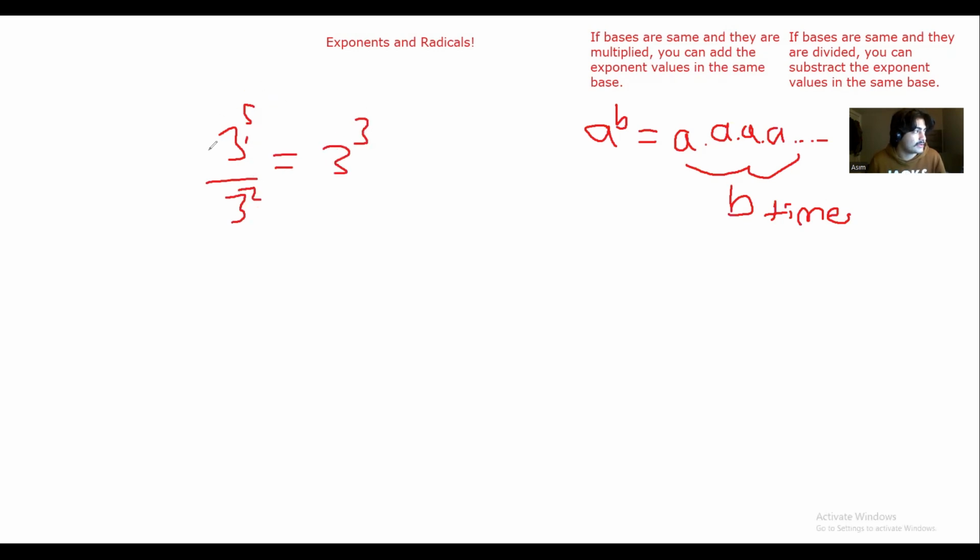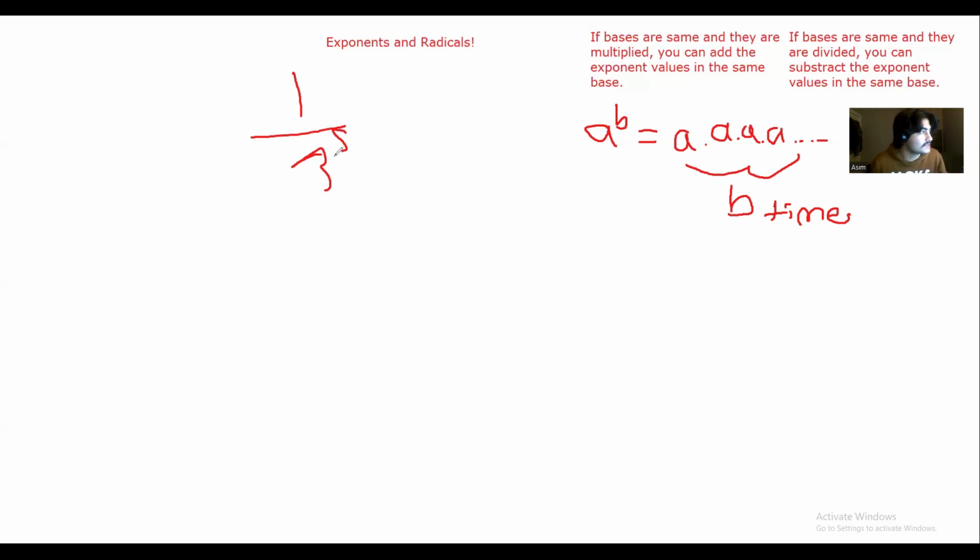The reason being is they're the same base, they're divided, so I can just subtract 2 from 5, and I end up with 3 to the power of 3. Now, I have one more question. Let's say I have another problem. Let's say I got an exponent under 1, which can be 1 over 3 to the 5th power. Okay, there's a very simple way to write this.